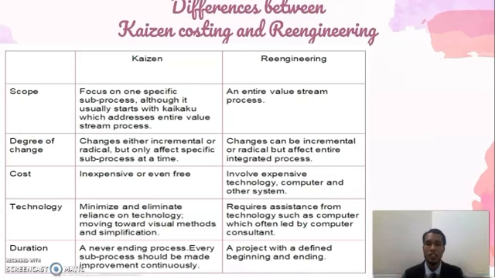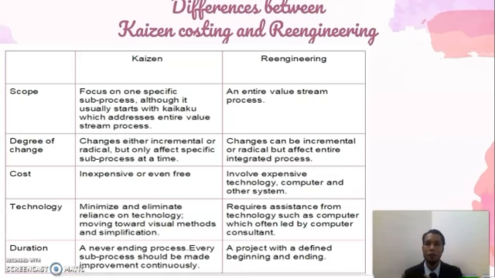For the rate of change, Kaizen changes either incremental or radical, same as Reengineering, but the difference is Kaizen affects a specific sub-process at a time, while Reengineering affects the entire integrated process. Next, for the cost, Kaizen is inexpensive or even free. As we know, it is daily improvement, day by day, and then specific time. It does not involve a full organization.